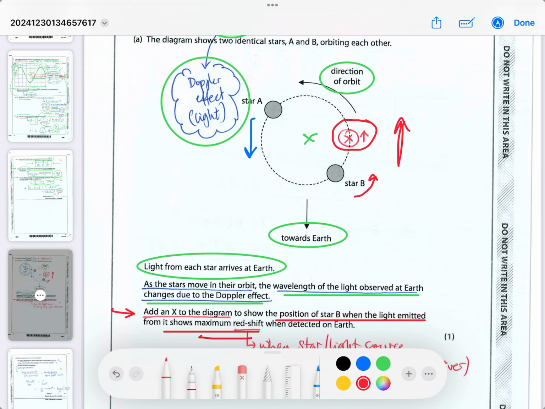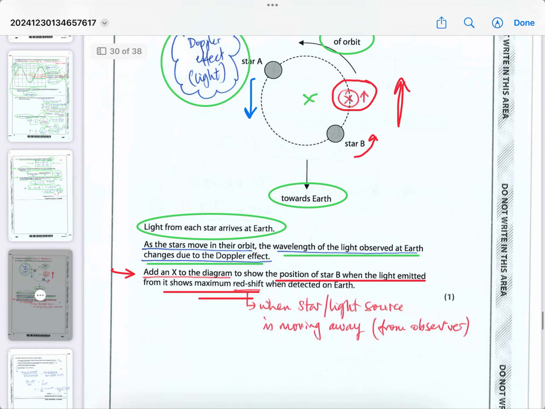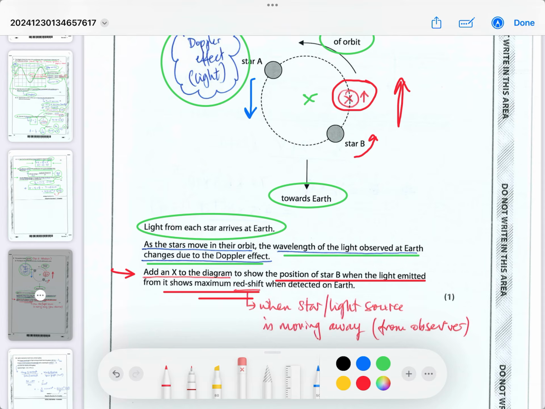Okay? When it's moving away from us at the greatest rate, so it'll be at the side of the orbit of the circle, yeah? So when the star or the light source is moving away from the observer at the fastest rate, that will be where I've drawn it on the diagram, marked by the X, okay? I'll rub out the other X in the middle, yeah? So it's this bit in my diagram, okay?